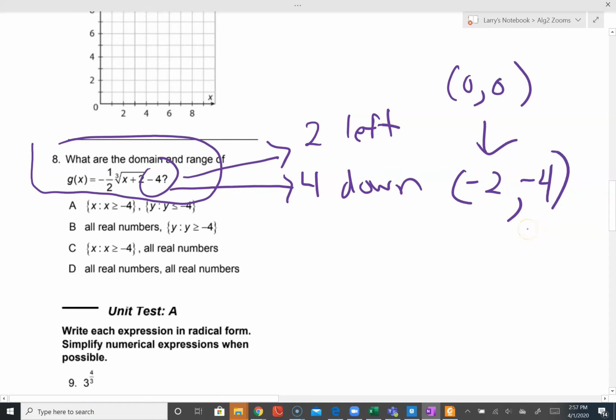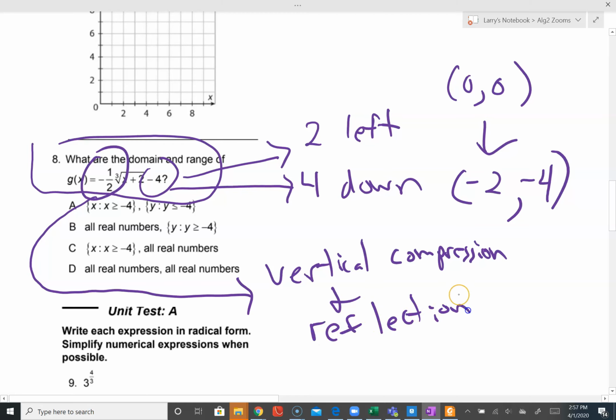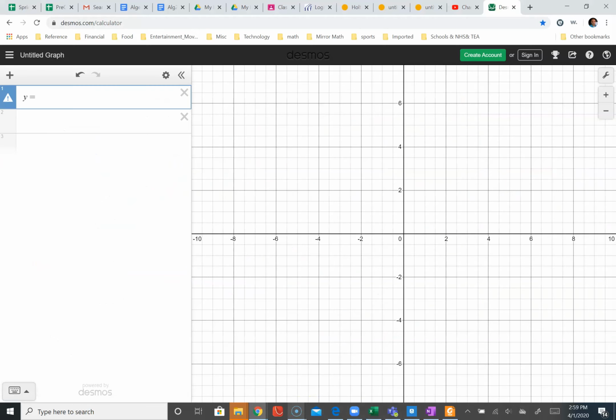We're going to graph this here in a second and see. This -1/2 is a y change. It's a vertical compression and reflection. Vertical compression because it's multiplied by 1/2, and a reflection because of the negative. Let's go to Desmos and take a look at the picture.